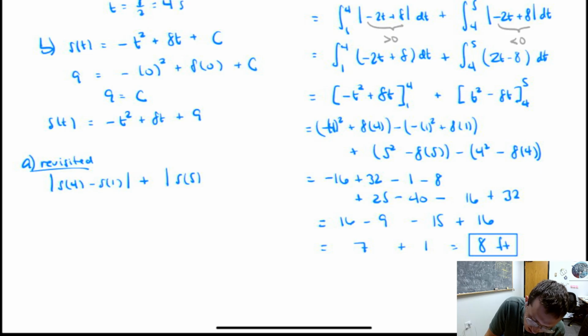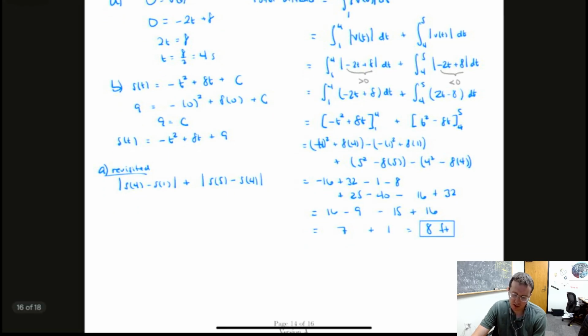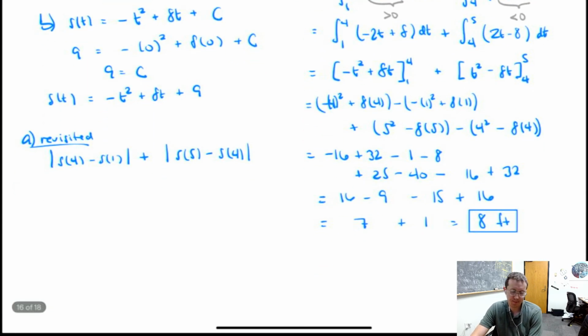And then how far did it travel between times 4 and 5? I'm going to find those positions, subtract them, and make it positive. And it'll come out to the same thing, which hopefully is 8 feet.